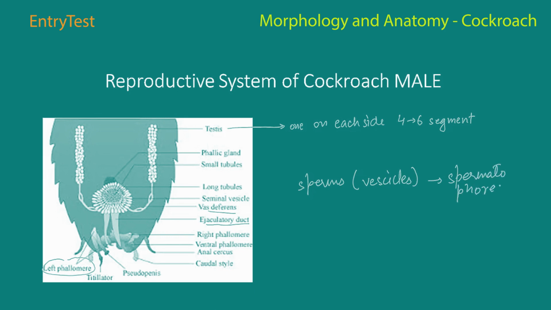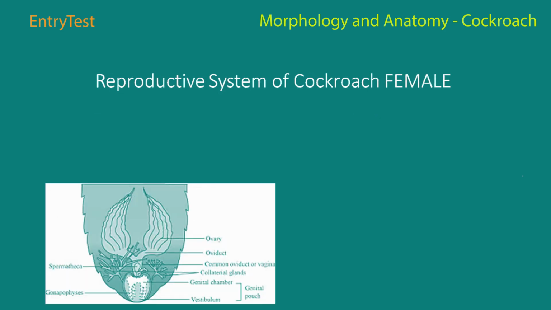The female reproductive system, on the other hand, let's go to that. So this is the female reproductive system, a little more clearer. The female reproductive system has 2 large ovaries. They are situated in the 2nd to the 6th segments of the abdomen. Each ovary has about 8 ovarian tubules or ovarioles.